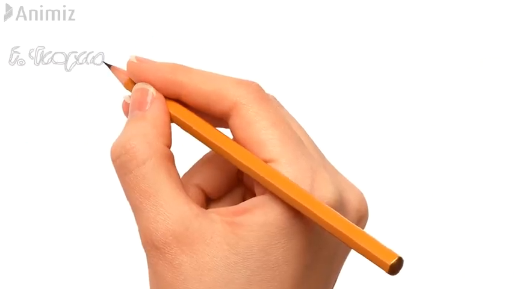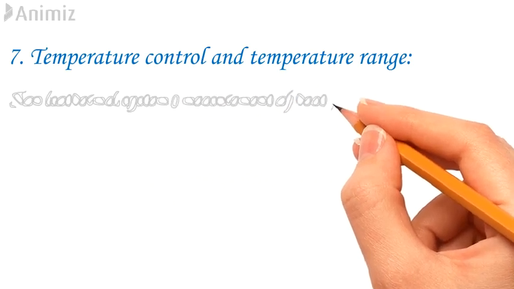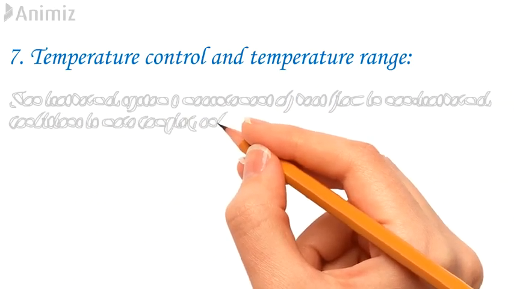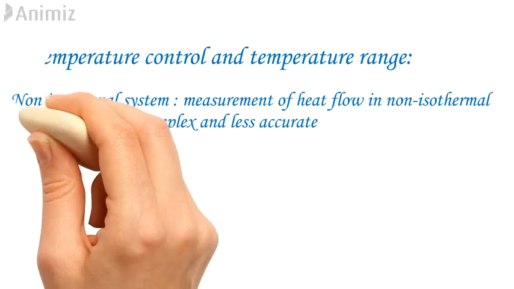Sixth, temperature control and temperature range. A reaction calorimeter's temperature control capacity is important because temperature affects the reaction rate and because the measurement of heat flow in non-isothermal conditions is more complex and less accurate. Temperature control or cooling capacity of a calorimeter affects its temporal resolution and therefore also affects the amount of information that can be obtained about the process.